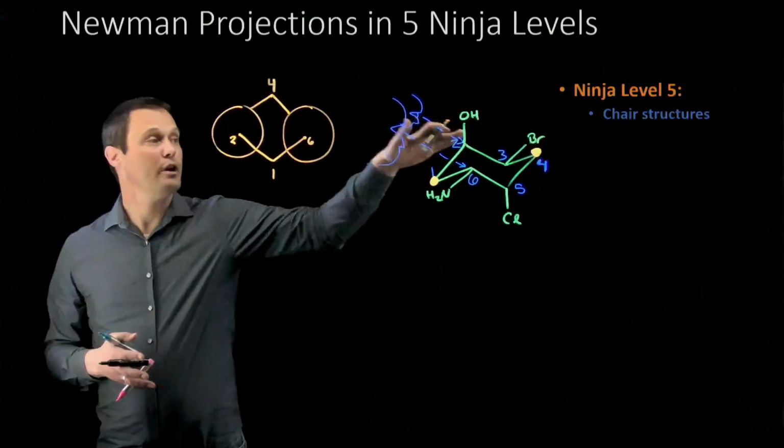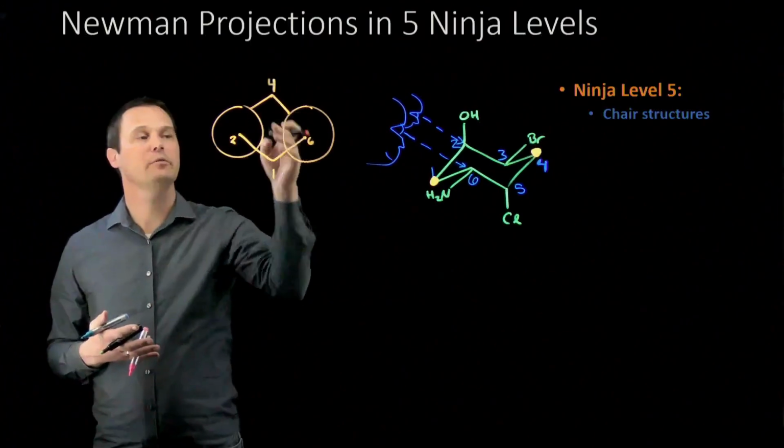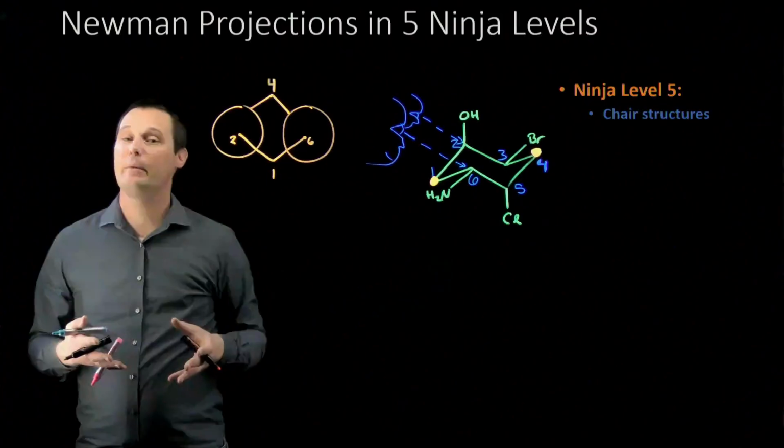Carbon number 1 could have been pointed up and carbon number 4 pointed down. If this was a chair flip, we would have gone through the same process, but the front spacer would have been pointed up and the back spacer would have been pointed down. Now we can add the rest of the groups.